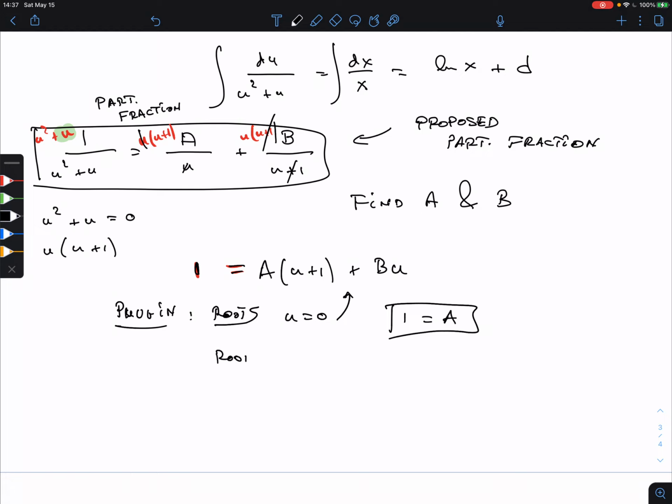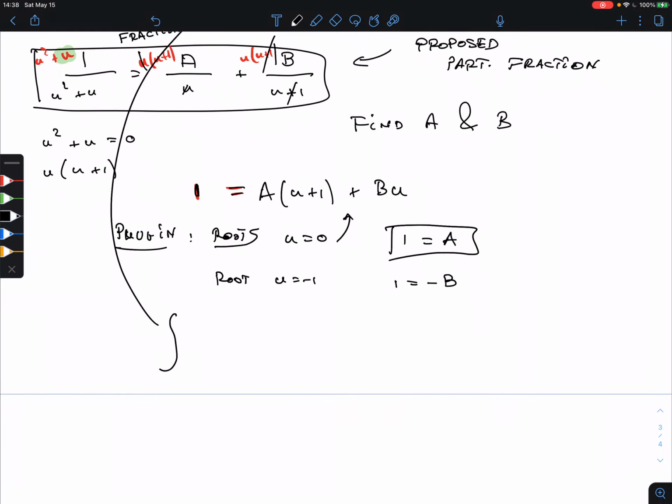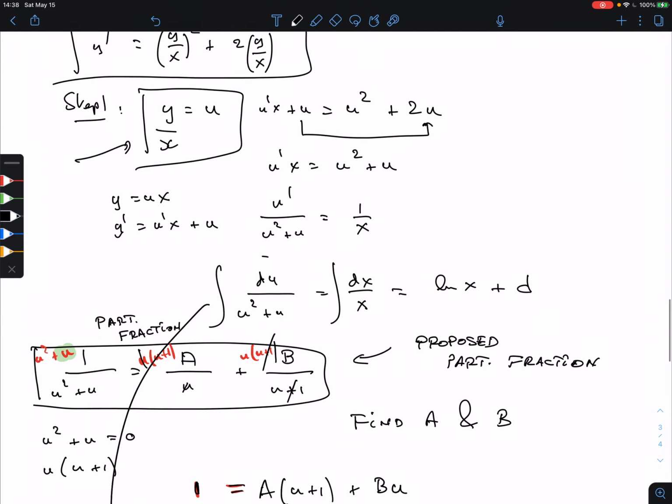The other root is u equals negative 1. If I plug it in, the first term is gone, right? So we have only this one to deal with. So we find that 1 is minus b. Okay, u is minus 1. So we have everything. So what we see is that this partial fraction is the same as the integral of 1 over u minus 1 over u plus 1. And you can always quickly double check that this is what it's supposed to be. Just put it back in common denominator and verify this is what you need there.